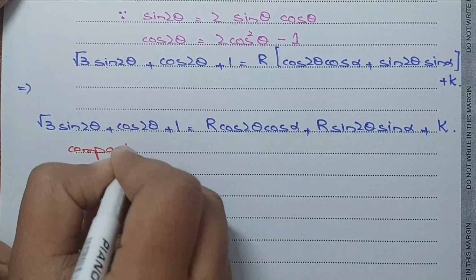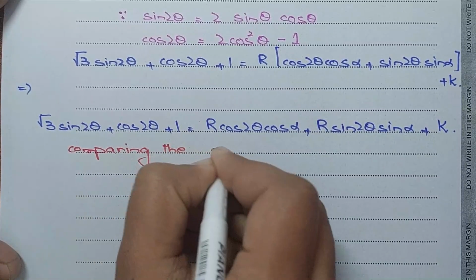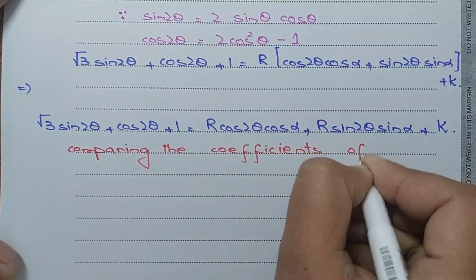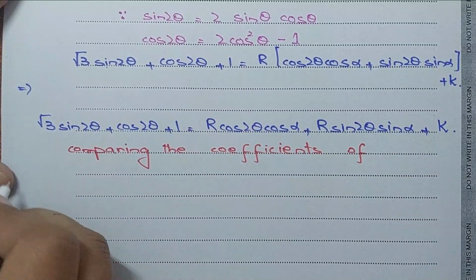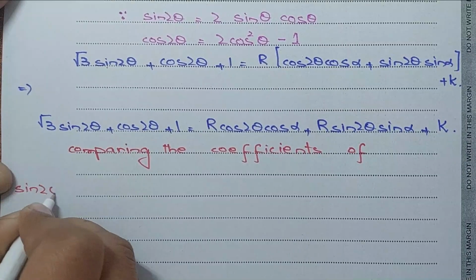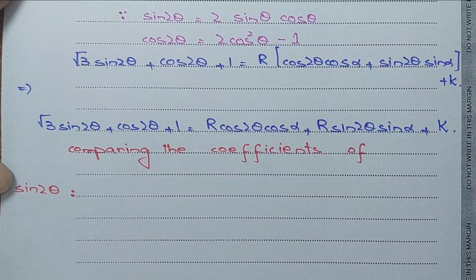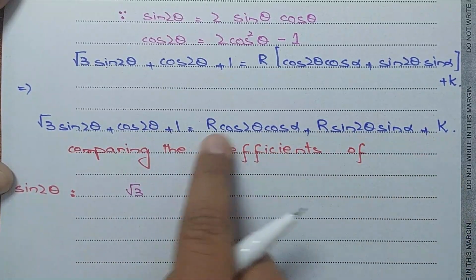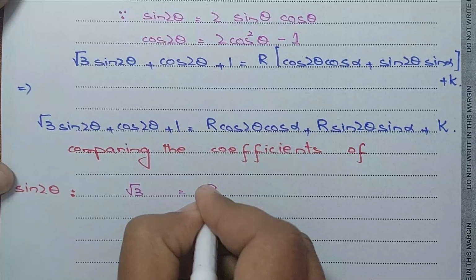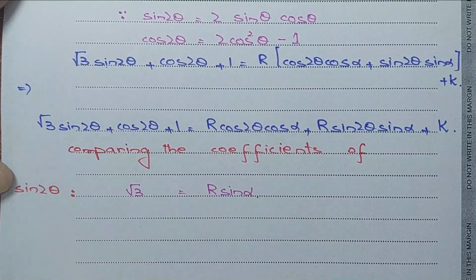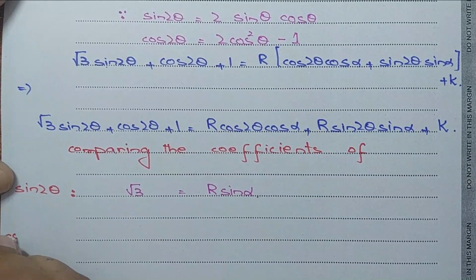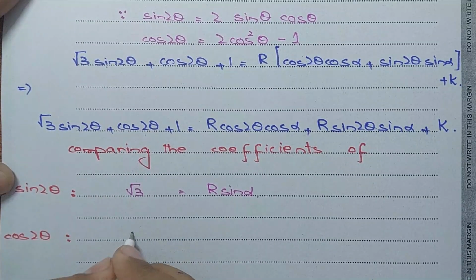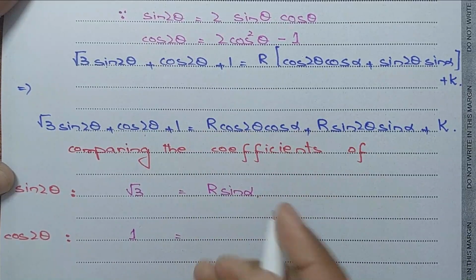Comparing the coefficients of sine 2 theta. Start with sine 2 theta. Sine 2 theta here is square root of 3. And over here sine 2 theta is r sine alpha. Okay. The next coefficient we need to compare is cos 2 theta. Cos 2 theta coefficients are, this is just 1 over here, and r cos alpha.